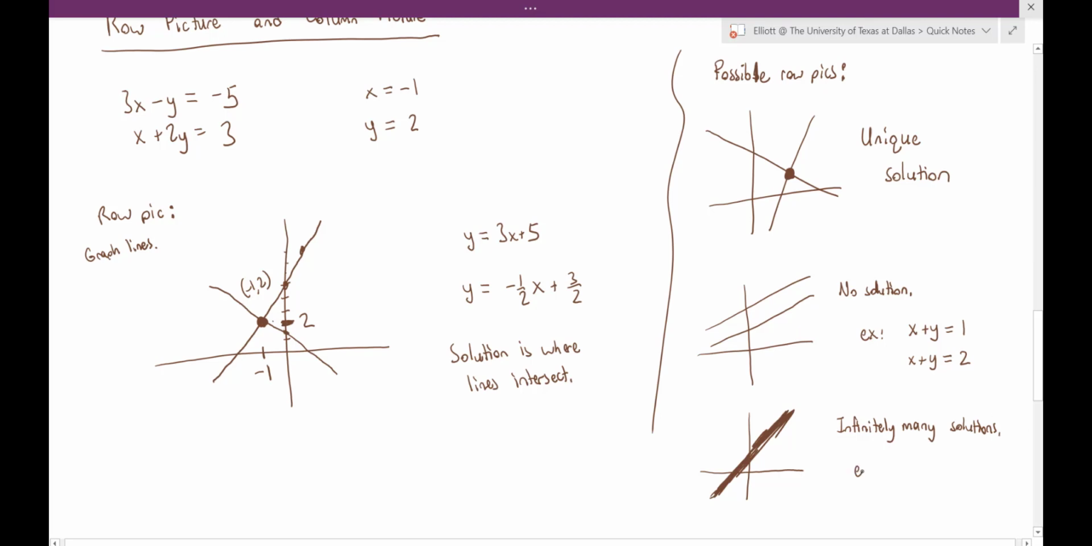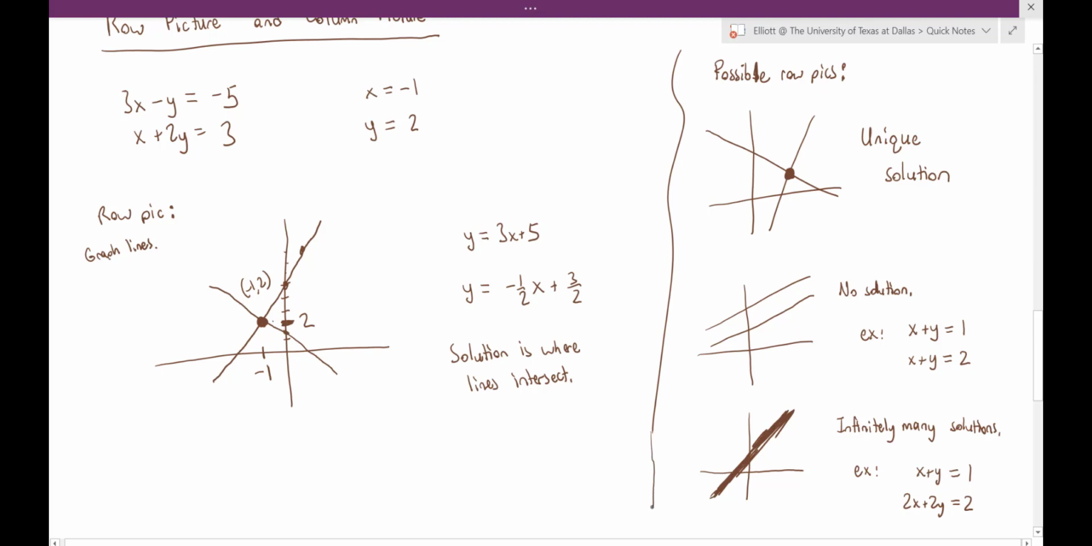An example where this would happen would just be something like x plus y equals 1, and maybe 2x plus 2y equals 2. The equations look different, but you see that they are actually equivalent to each other. The second equation is just the first one times 2. So they're the same line, so they intersect at infinitely many points, and you get infinitely many solutions. So every point on this line would be one such solution.